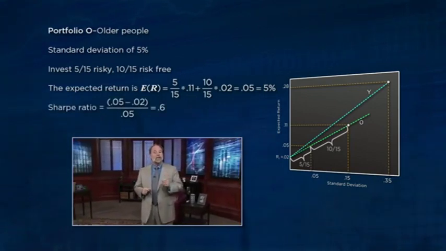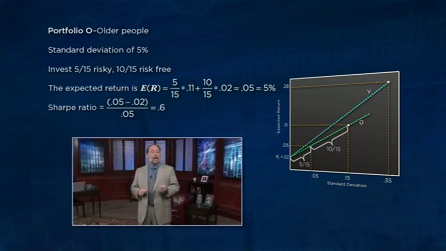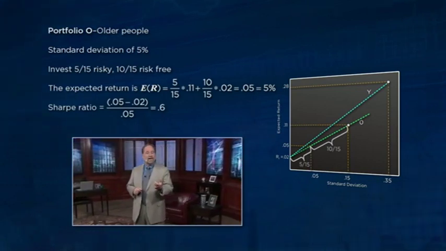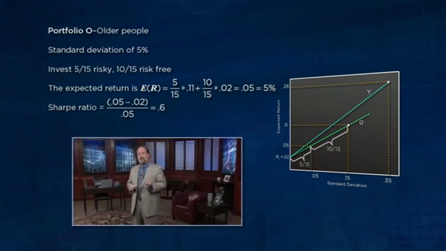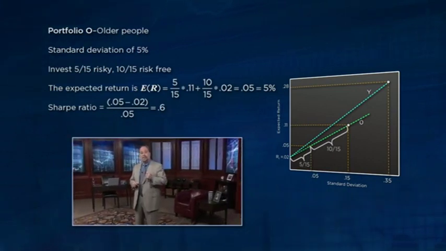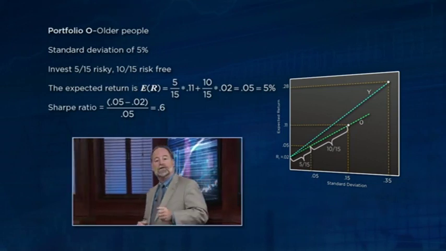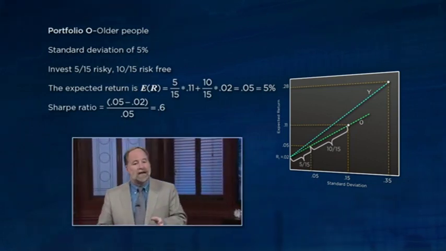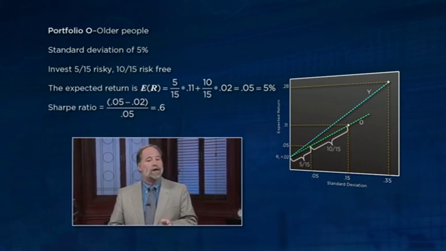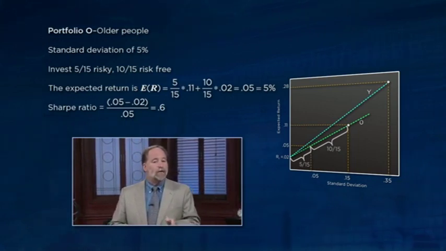One last thing, the Sharpe ratio for this portfolio is what? It's 5% minus 2%, that's the excess return on this portfolio, divided by its standard deviation of 5%, that's 0.6. Note that the Sharpe ratio for the portfolio O is also 0.6. That is, for every 1 percentage point of standard deviation, O generates 60% in excess returns over the risk-free rate.